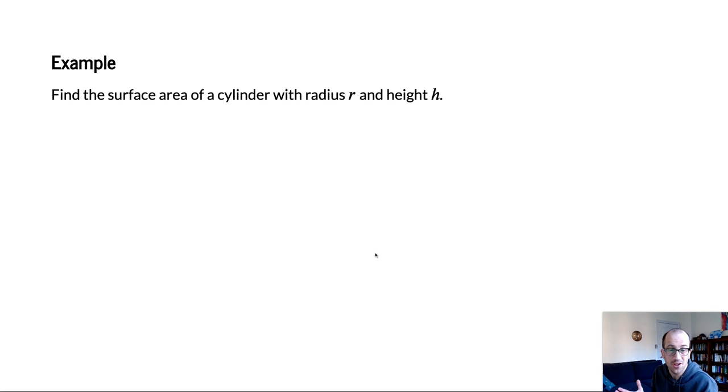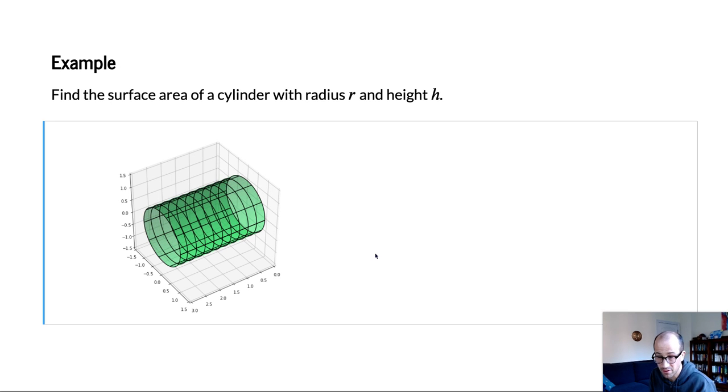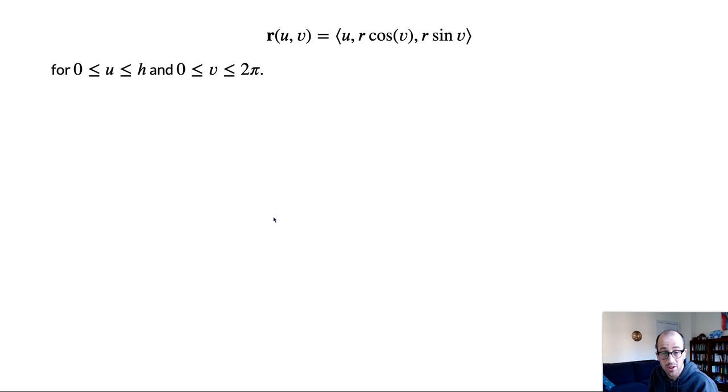Here's a quick example just to verify that this spits out what we want. Let's start with a really simple surface: a cylinder, radius r, height h. So there's a picture of my cylinder here. Little r is the radius out here, and h is this dimension going this way. We know what this surface area is just by inspection, but let's make sure our formula follows along. So what's the parametrization of that guy? It is a surface of revolution. It's a simple one, but still a surface of revolution.